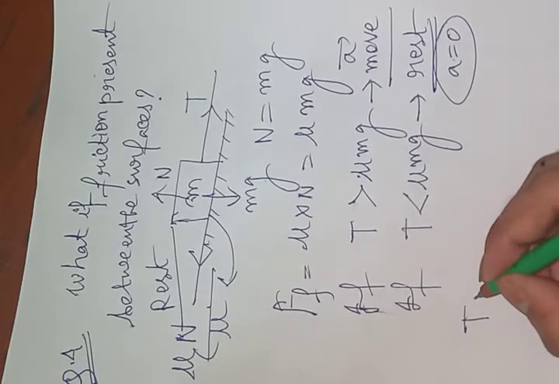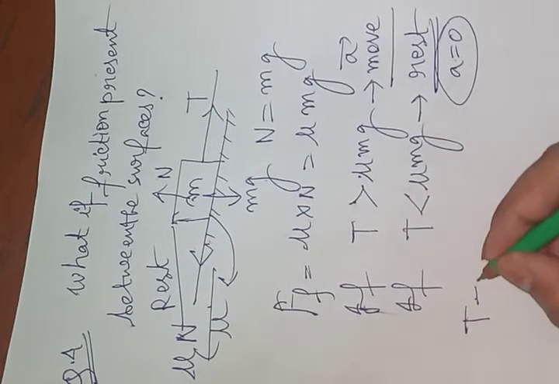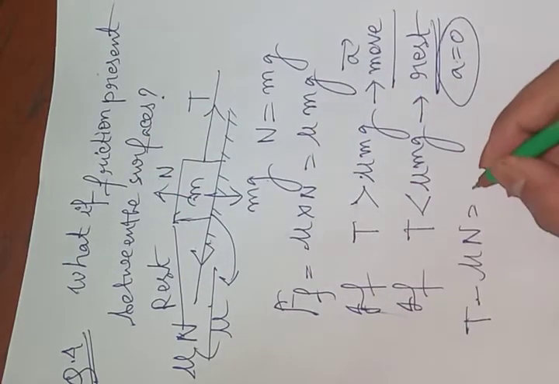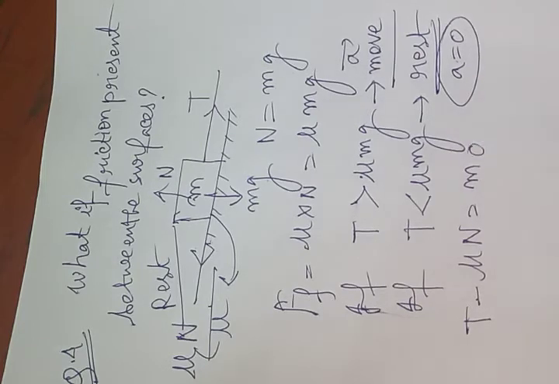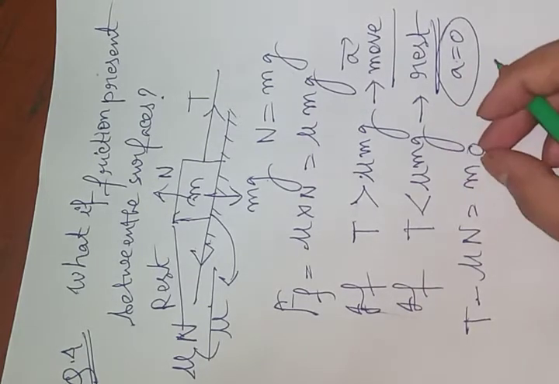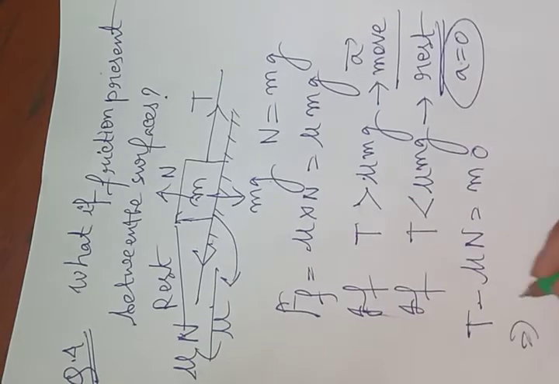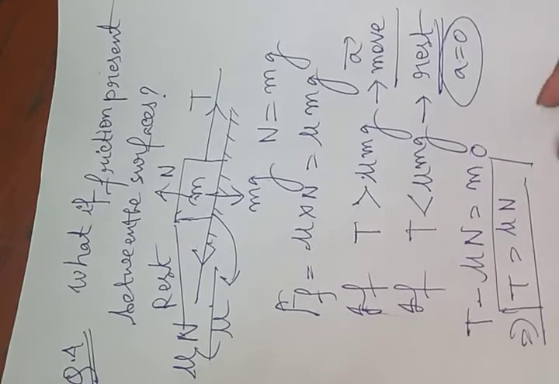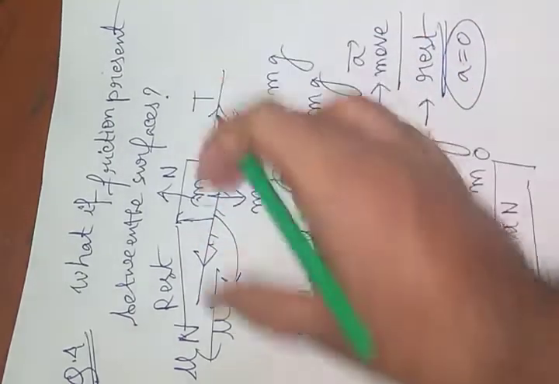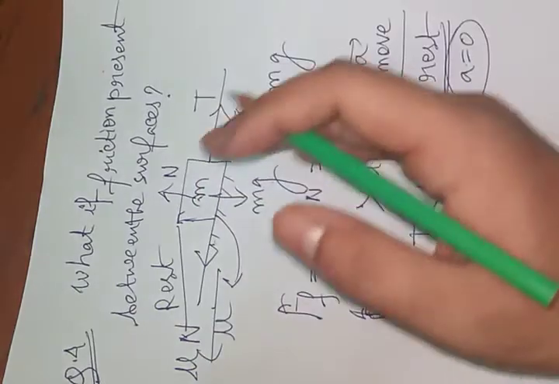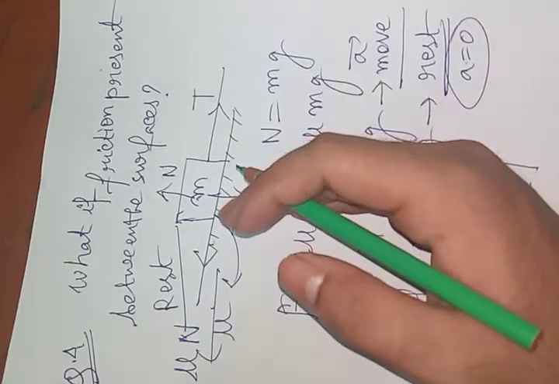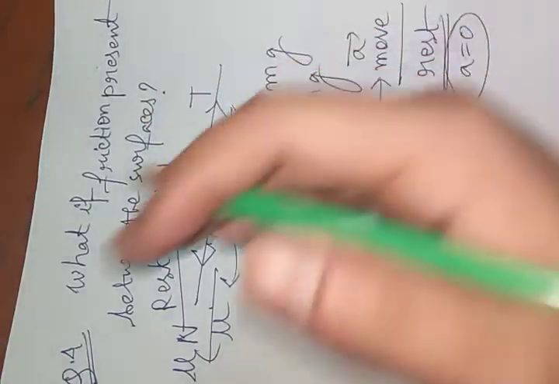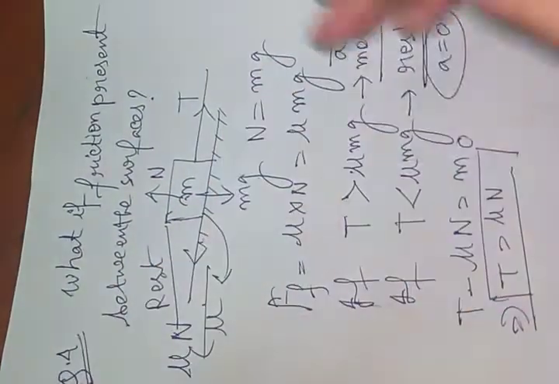That means the net force T minus mu N equals mass into acceleration, which is 0, since acceleration is 0. So T equals mu N. These two forces are equal and opposite, because friction always opposes the relative motion between the contact surfaces of two bodies.